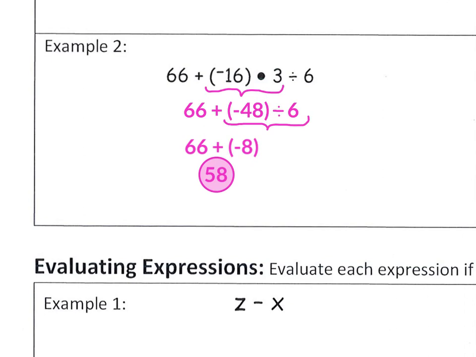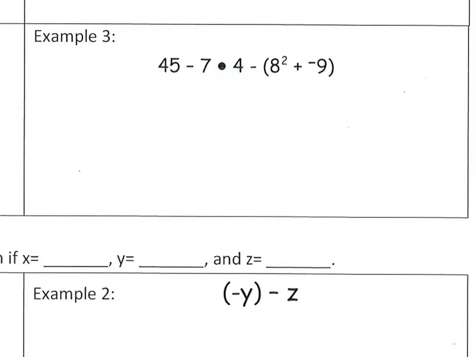Let's try the last example. Example number 3, we're looking for, the first thing is parentheses. When I look at the parentheses, I see two things happening. It's an 8 squared plus a -9.